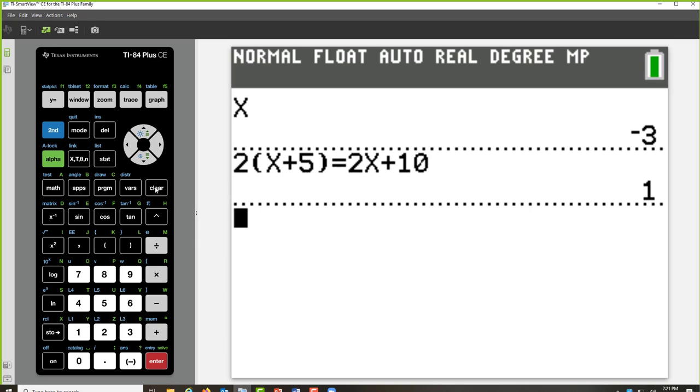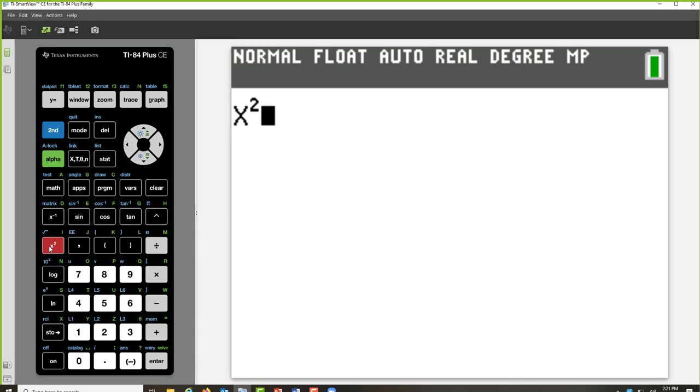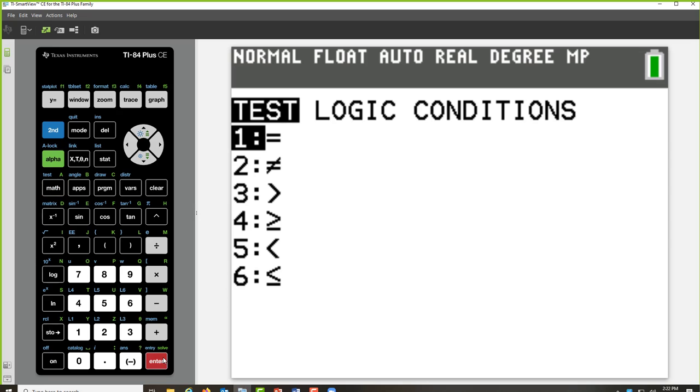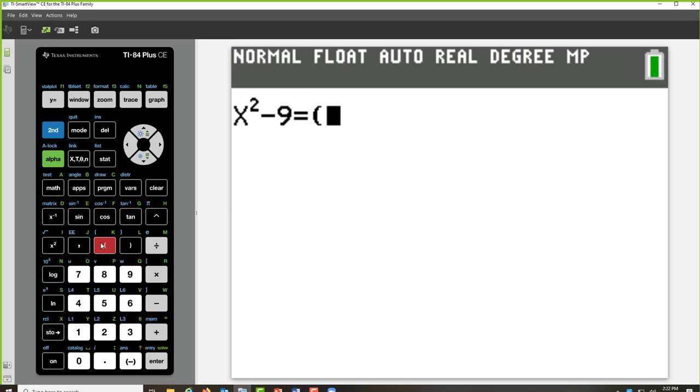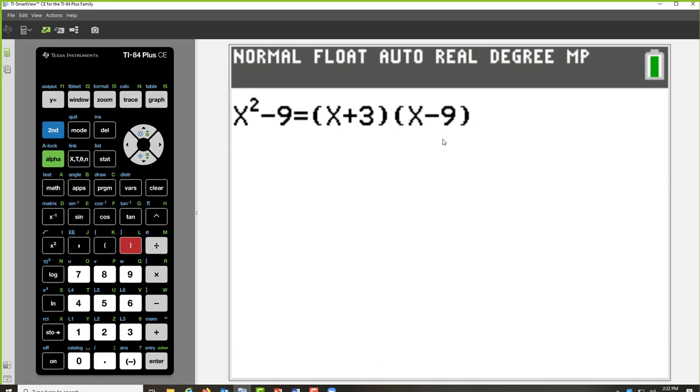Let's kick it up a notch. X squared minus 9. Difference of 2 squares, and I'm now asking the students to factor on the graphing calculator. Second, math, the math test feature, equal sign, open parentheses, x plus 3. Close parentheses, open another parentheses, x minus, now we should say 3, difference of 2 squares. This student doesn't remember that rule and puts in x minus 9.